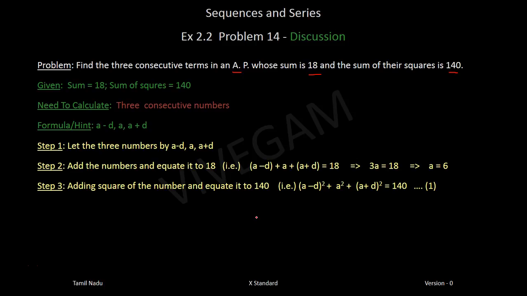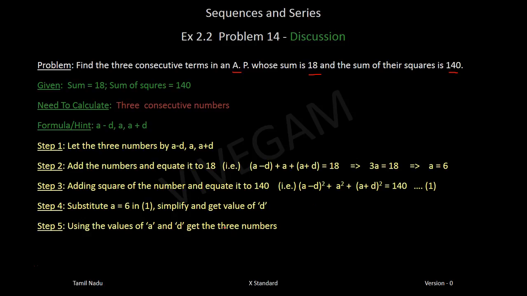We have to find d. For that, they are giving the additional condition: the sum of the squares is 140. The squares are (a minus d) the whole square, a square, and (a plus d) the whole square, and their sum equals 140. Now you have to expand them, or another way is to substitute the value of a here. So this becomes (6 minus d) the whole square plus 6 square plus (6 plus d) the whole square equals 140. Then you will get an equation in terms of d. Solve that equation and get the value of d.